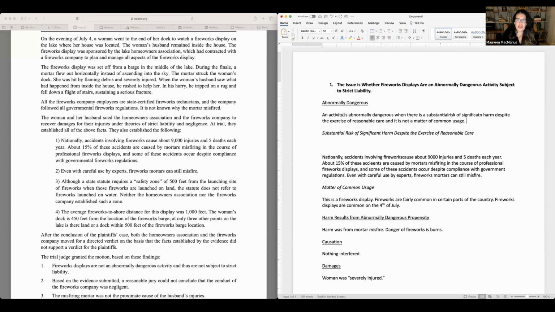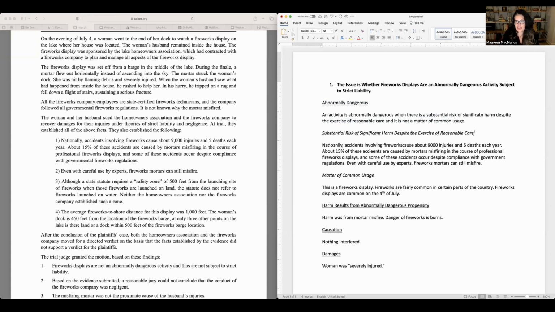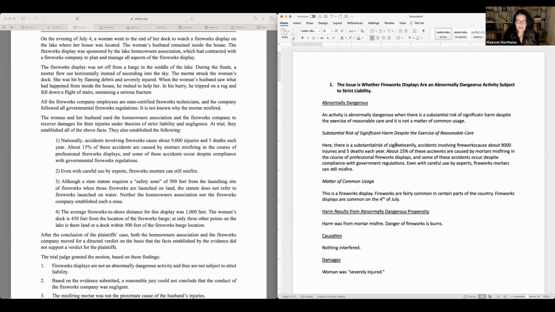When I write rules, I always do X, when, Y. So here X is abnormally dangerous: an activity is abnormally dangerous when, and it's these two, which are my subheadings. There is a rule for that, but maybe I don't even need to write that. I was just going to say what my heading is. Here, there is a substantial risk of significant harm despite the exercise of reasonable care because facts.